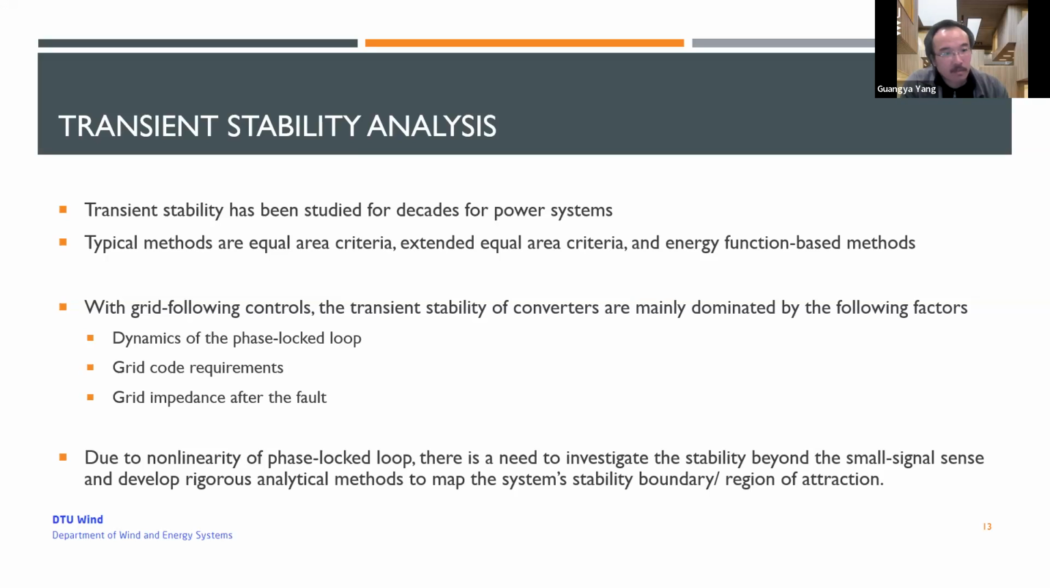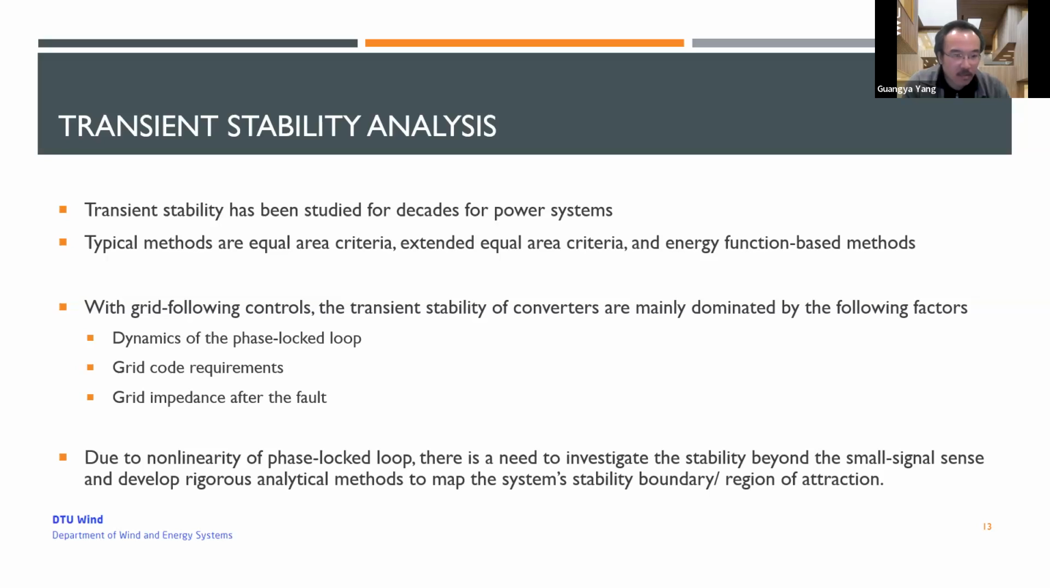Coming back to the transient stability analysis. Transient stability has been a topic studied for decades in power systems, with typical methods like the equal area criterion, the extended equal area criterion, and energy-based methods. With the grid-following control of the converters, transient stability is mainly dominated by several factors, like the phase locked loop, because transient stability is mainly looking at the near-synchronous frequency range, where the phase locked loop contributes a lot. Therefore, when we look at transient stability, phase locked loop dynamics is very important.